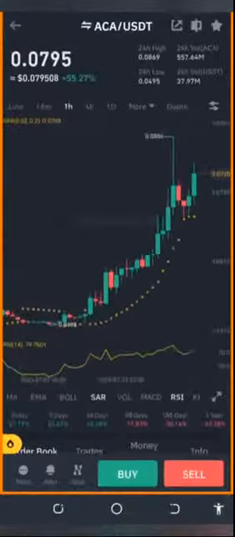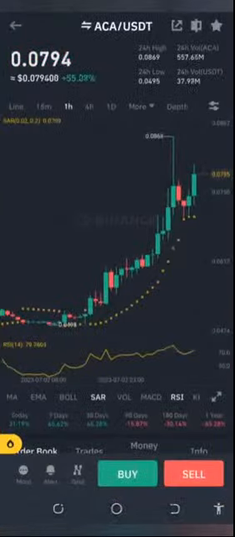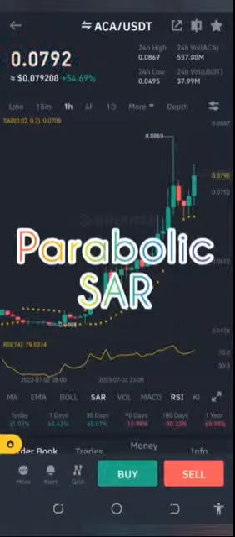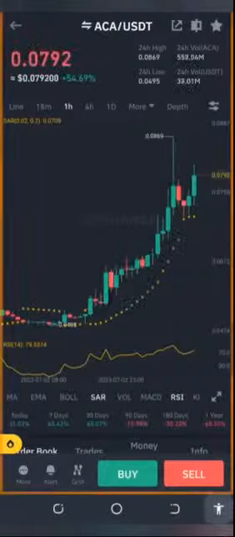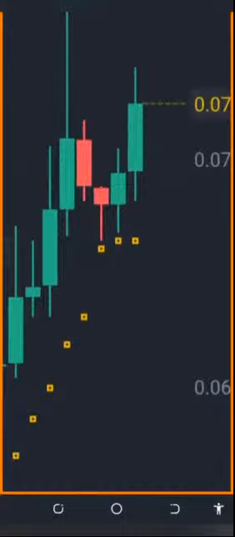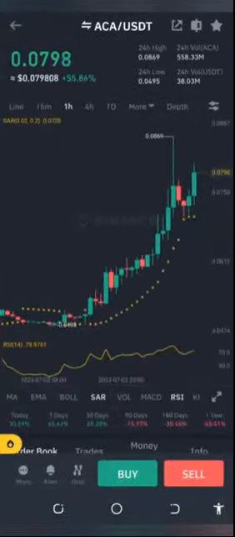So we just were able to catch it. And look at the parabolic SAR. Look at the parabolic SAR. Oh my gosh. See how it has gone all the way up, pushing it up. That shows the momentum.